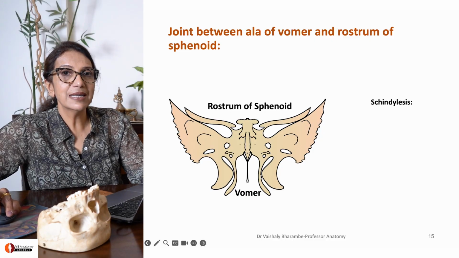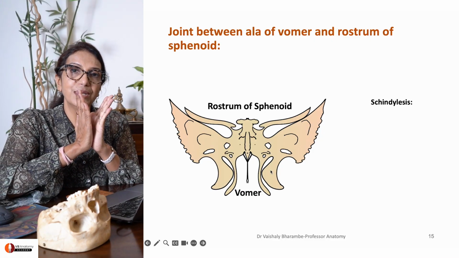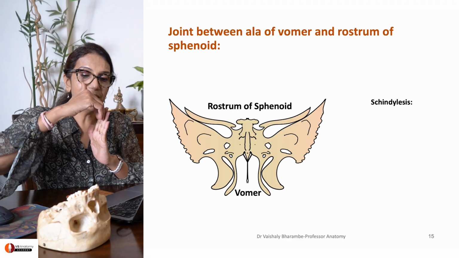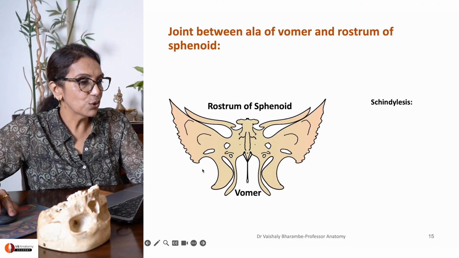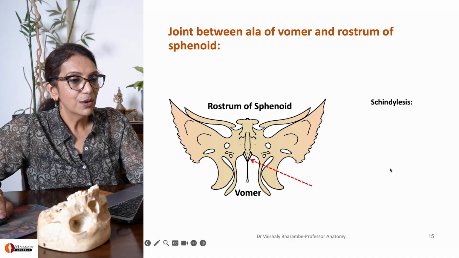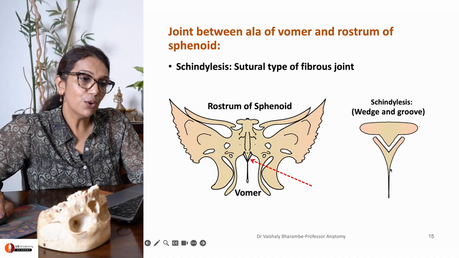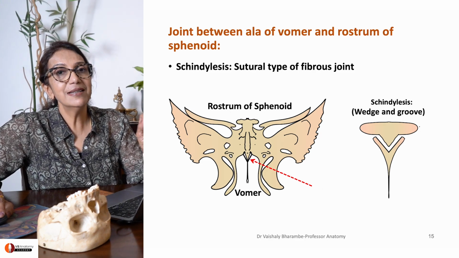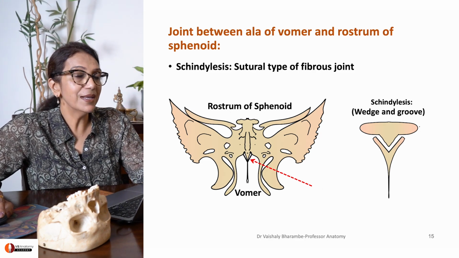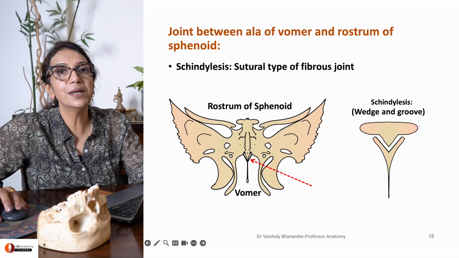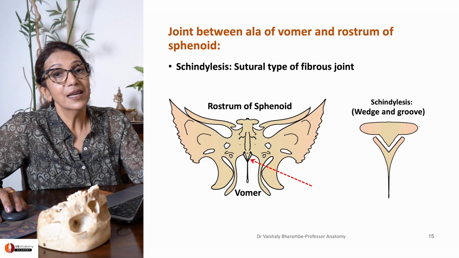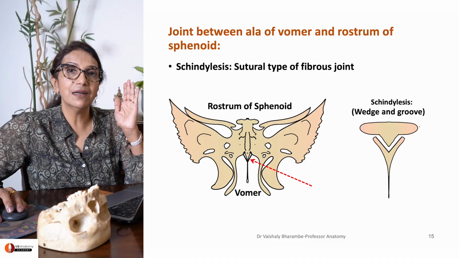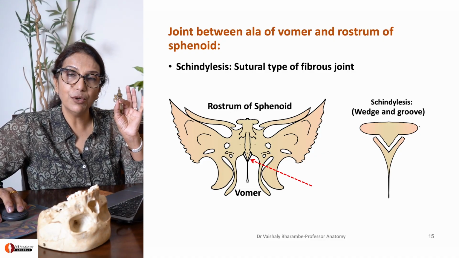So now just understand that Vomer, as it's dividing into these 2 flaps called alae, okay, a part of the sphenoid comes and fits into the gap, forming a joint. You can note that happening here. Forming a joint which is called as shindylesis or a wedge and groove type of joint. This is a kind of a suture. Okay, it's asked in Vivas. It's quite common question. What is shindylesis? Can you give an example? Example of shindylesis is the joint between the ala of Vomer and the rostrum of sphenoid.